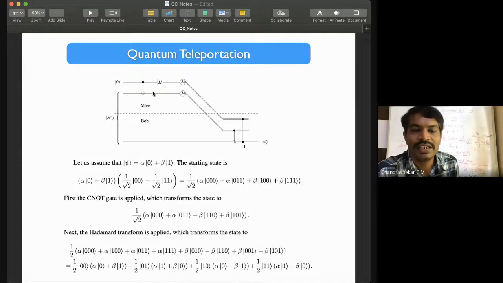Alice does a control NOT gate on her side, and a Hadamard operator to do this operation. Okay.